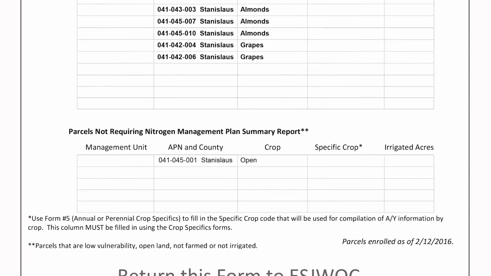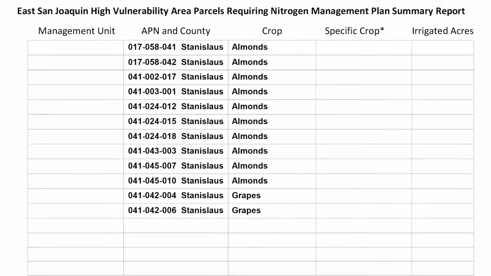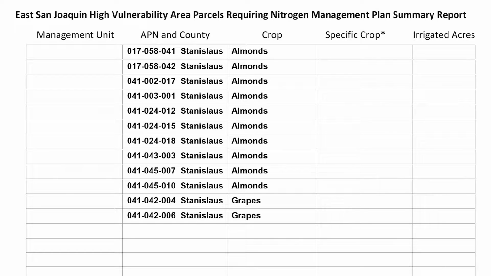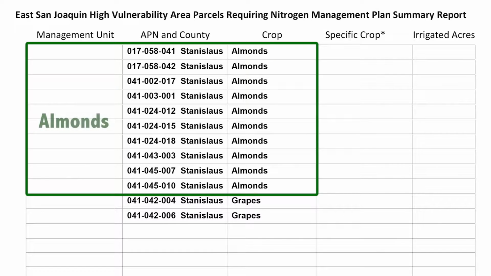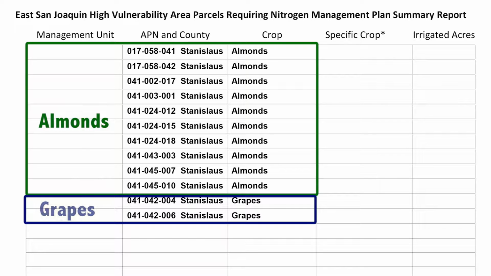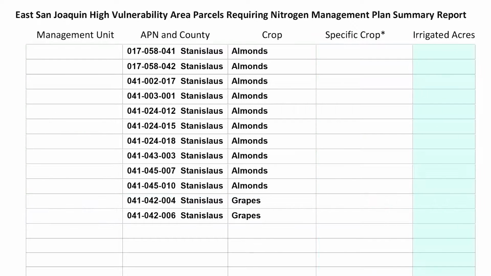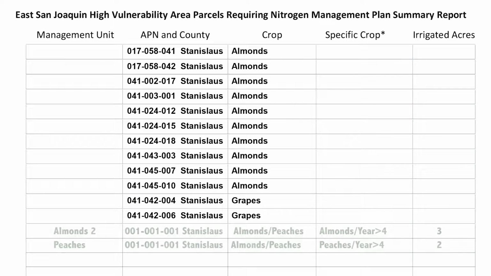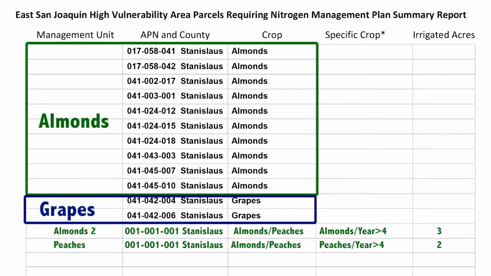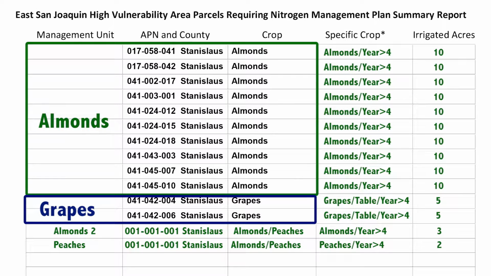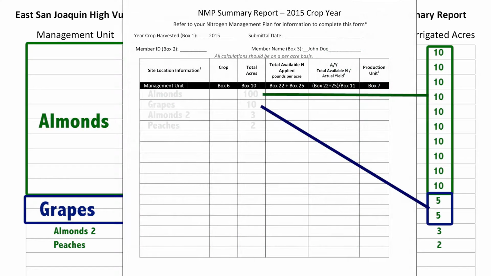The Management Unit Parcel Inventory will indicate which parcels are managed for nitrogen in a similar way. These parcels can be grouped together in a single management unit. The inventory also records the specific crop and the actual acreage. Since there may be situations where more than one crop is grown on the same parcel, it is important that you fill out the acreage associated with each parcel and each management unit. These acreages are then summed and entered on the Nitrogen Management Plan Summary Report.